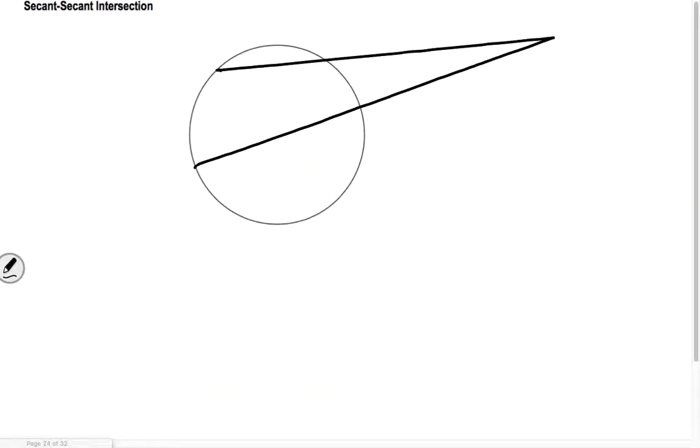All right, so what do you think this one is? Well, it's also half of the intercepted arcs. So half the difference of the intercepted arcs. So find the intercepted arcs. So we have outer and we have inner. The outer, let's say, was 50 and the inner was 20. This is going to be half of the difference of the intercepted arcs. It's going to be 50 minus 20, which is 30. So half of that is going to be 15 degrees. Okay, so it's always following this pattern. You have the outer arc minus the inner arc, divided by 2.